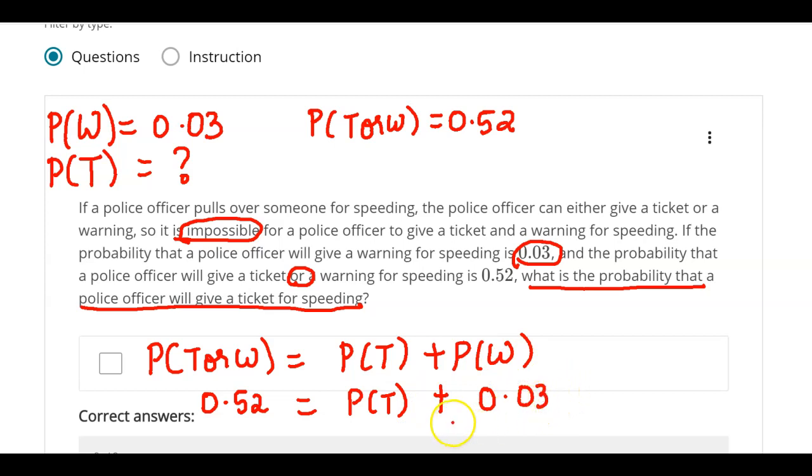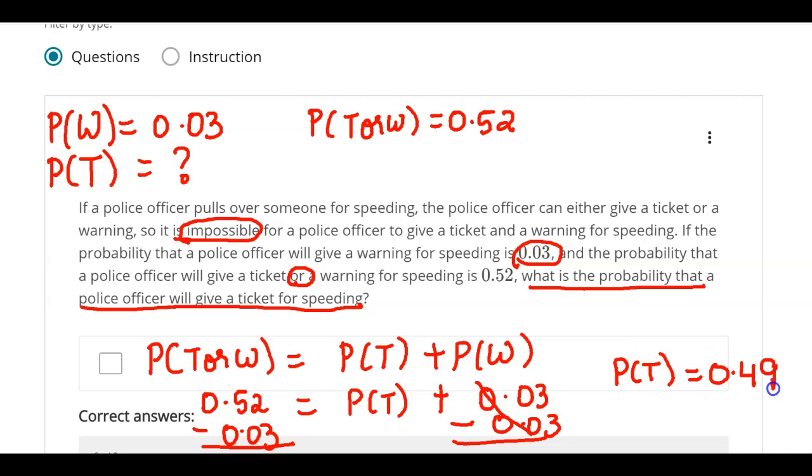0.03. Now all I have to do is subtract 0.03 from both sides. And what do I end up with? Positive 0.03, negative 0.03 cancel each other. And I have probability of T equal to 0.49. So the probability that if you're speeding and you get pulled over, the probability of you getting a ticket is 49%. Well, getting a warning is more, but getting a ticket is 49%. All right, now let's go ahead and look at the next problem.